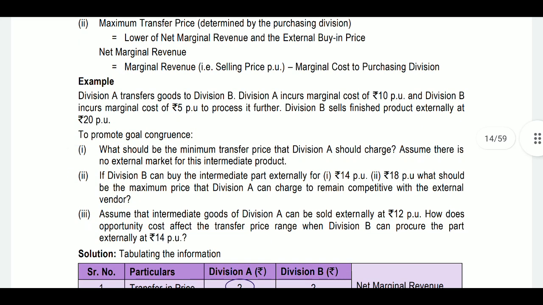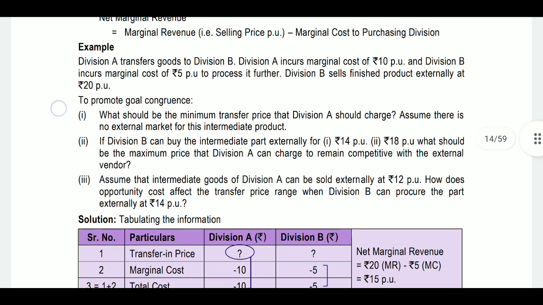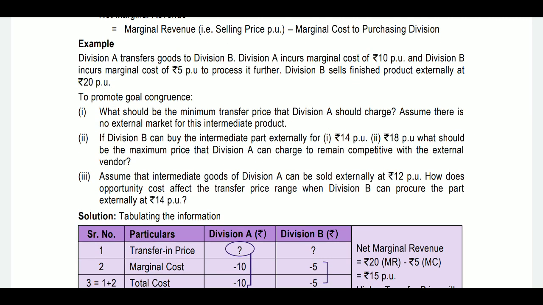Next, if you have a market price of 18 rupees, then it is better to purchase at 15 rupees. Next, assume that the intermediate goods of division A can be sold externally at 12 rupees per unit. So if the intermediate goods are sold externally, we will get 12 rupees.